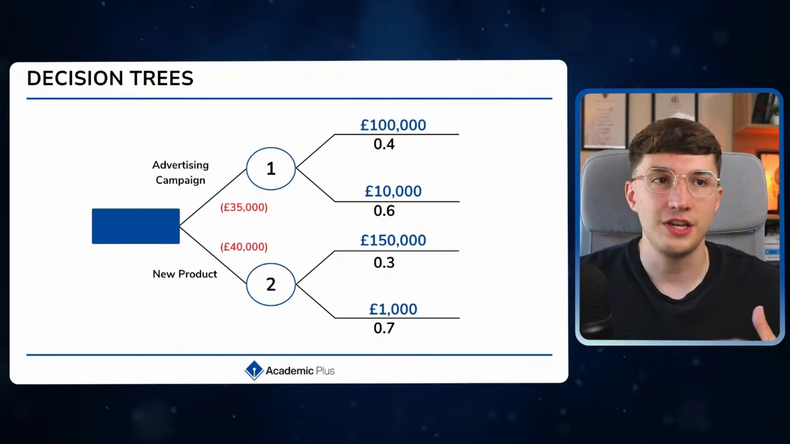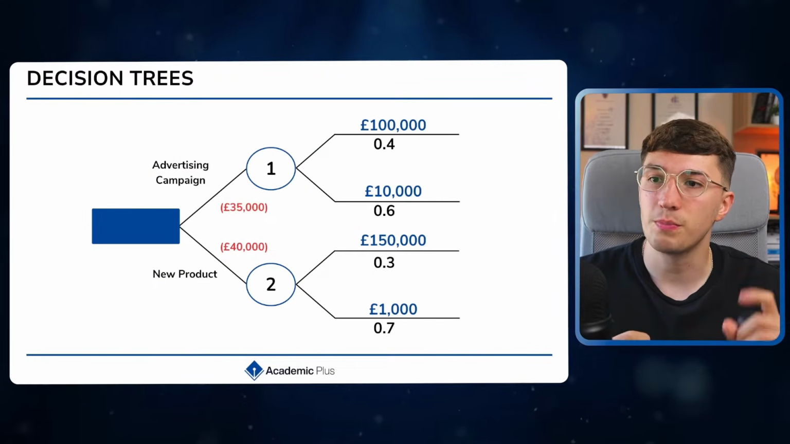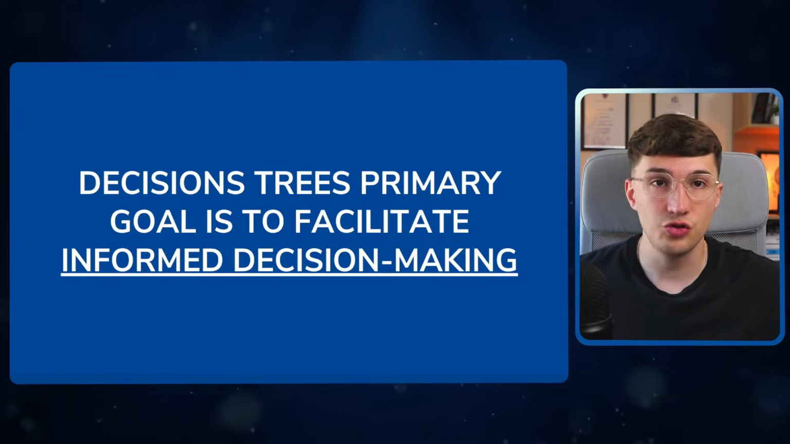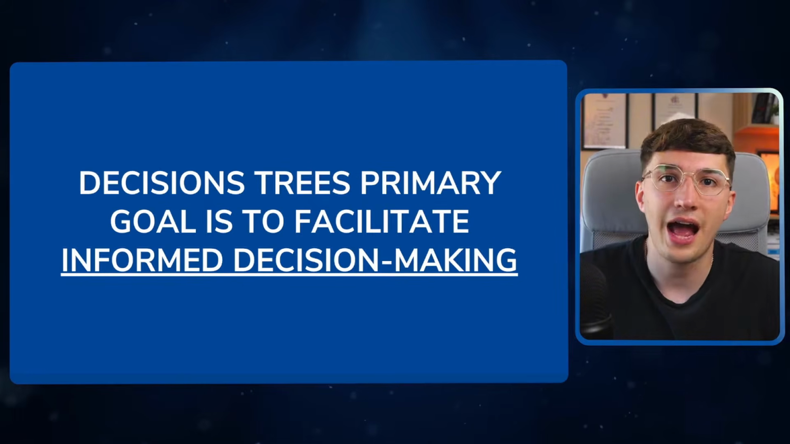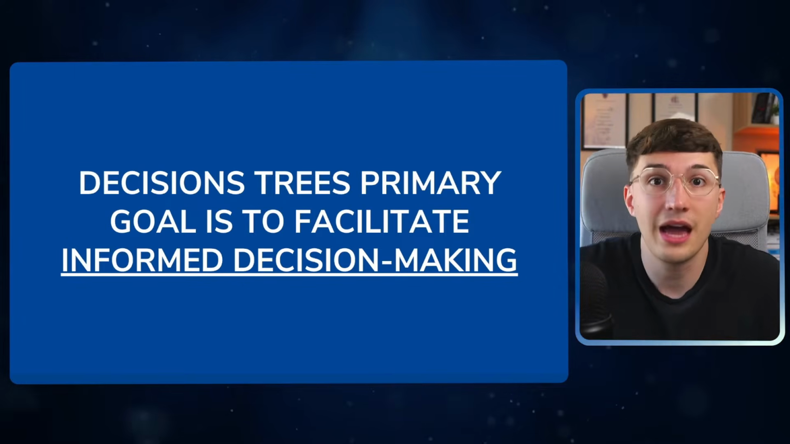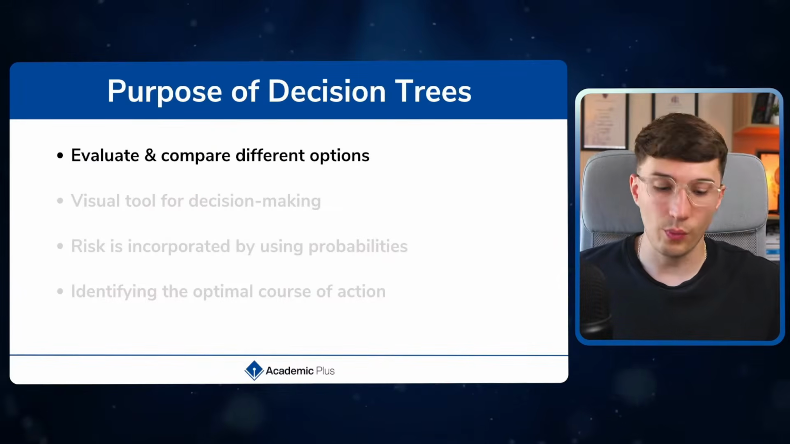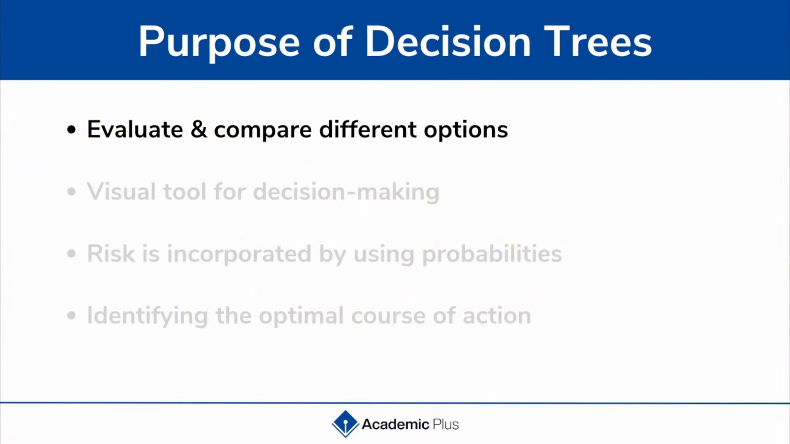And then we've got these branches that come off it, and we'll explain what each of them mean in just a moment. But as we've already said, a decision tree's main goal is to help the business make a decision. Hence, a decision tree, it's within the name. So when we look at the purpose of a decision tree, first of all, it's there to evaluate and compare different options against each other.